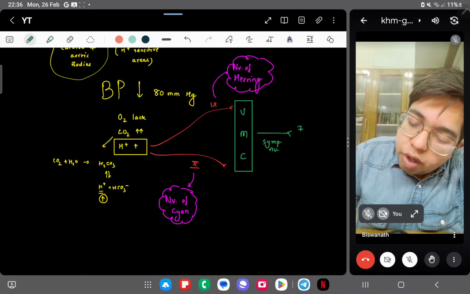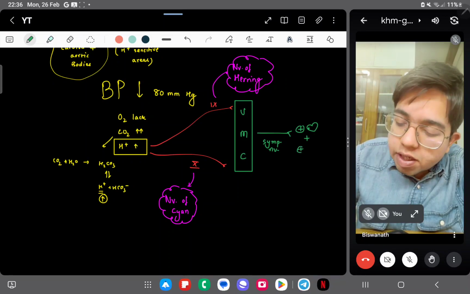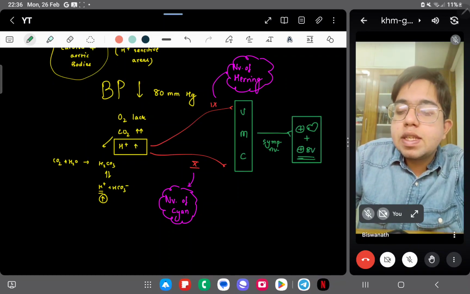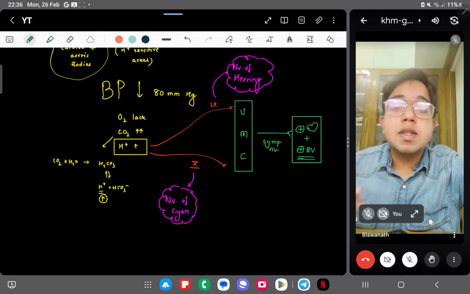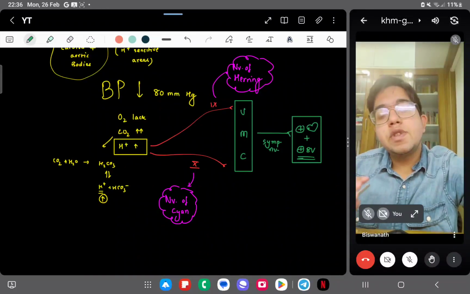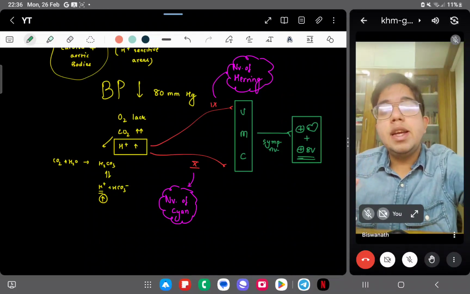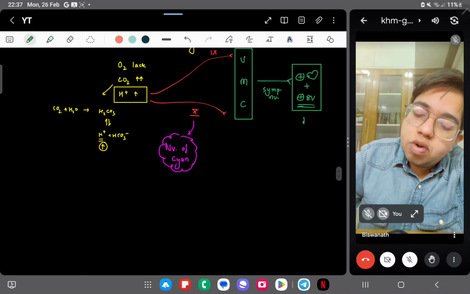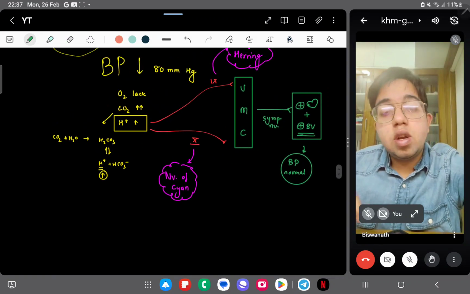So it will stimulate your heart as well as blood vessels, stimulate your blood vessels. So if heart and blood vessels are stimulated, of course there will be increased BP, increased heart rate, increased stroke volume, increased force of contraction, increased velocity of conduction, increased contractility, increased excitability, anything you can write. So blood pressure comes to normal. That is, blood pressure is increased to the normal level.